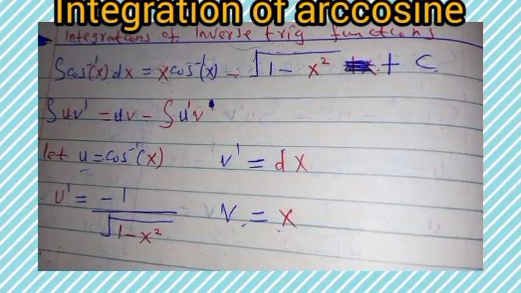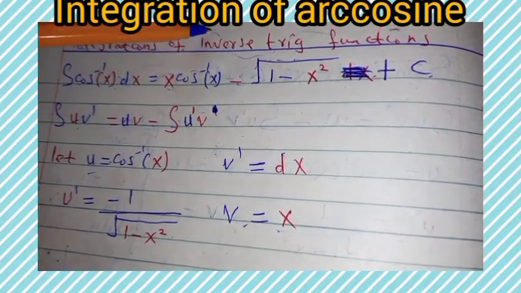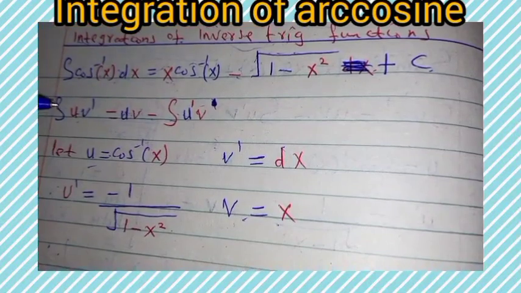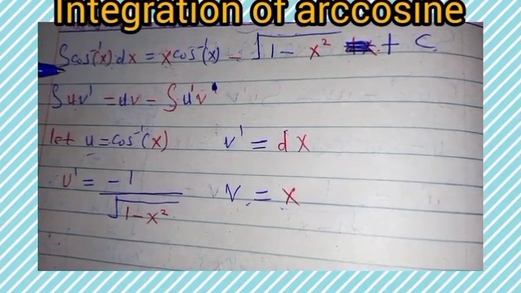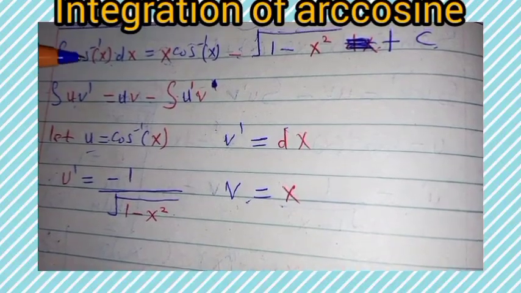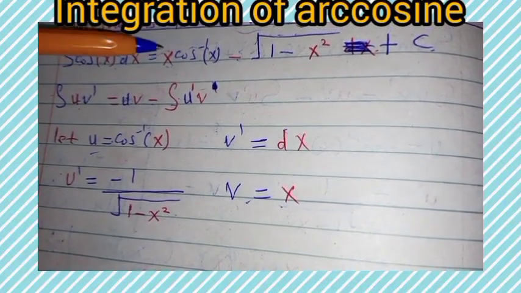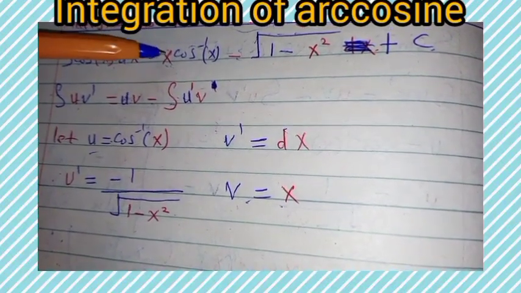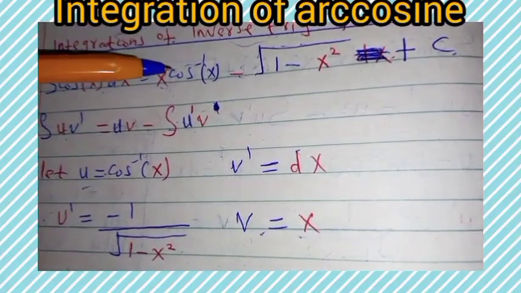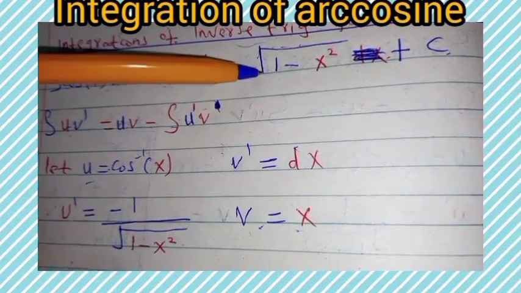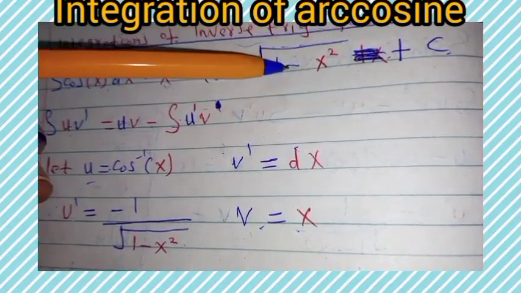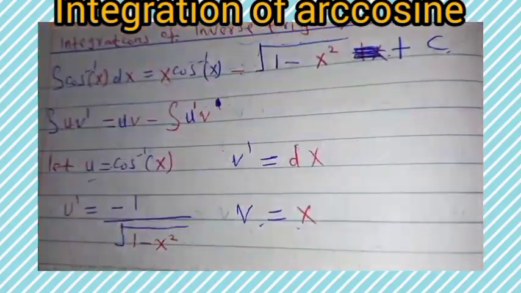And we are looking at integrals of inverse trigonometric functions. In today's video, we will be focusing on how to integrate cos inverse of x. And we are going to see that the result is cos inverse of x multiplied by x minus square root of 1 minus x squared plus a constant c.